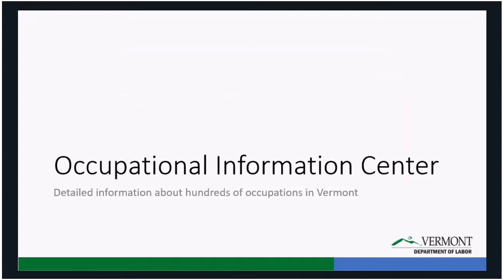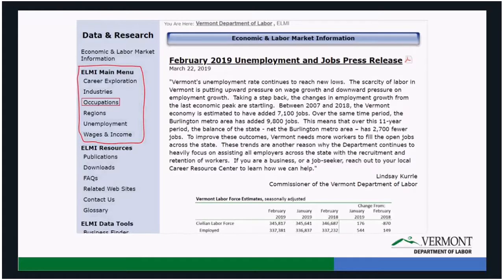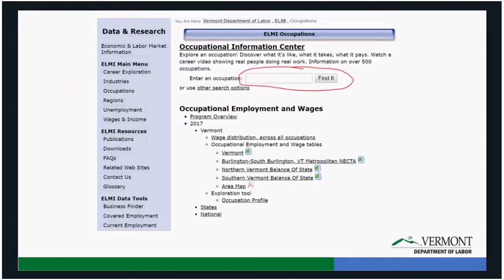The other way to search is by occupation. And when you search by occupation, we encourage you to use something called the Occupational Information Center, which provides detailed information about hundreds of occupations in the state. You can find the Occupational Information Center from the www.vtlmi.info homepage under ELMI main menu. Click on Occupations in red here, and that'll take you to the Occupational Information Center, where in the search box there, you can just enter an occupation.